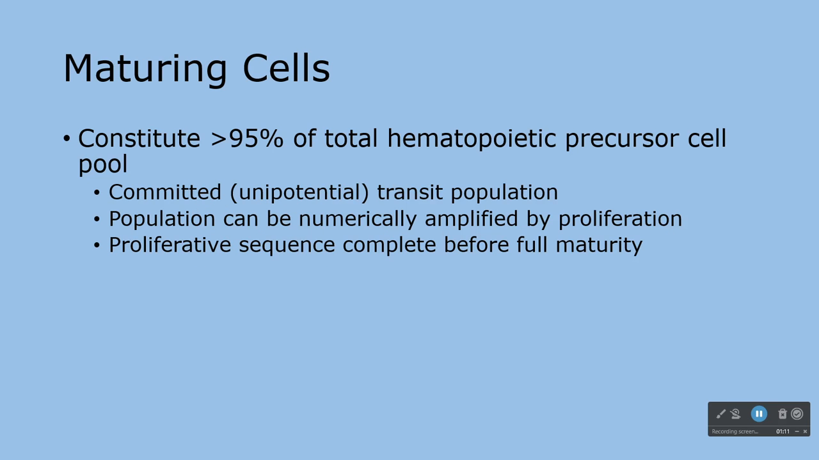Okay? Maturing cells. Maturing cells constitute about 95% of your total hematopoietic precursor cell pool. Okay? So what are these? These are committed cells in transit population. In other words, they're unipotential. They can only make neutrophils. They can only make eos. They can only make basophils.